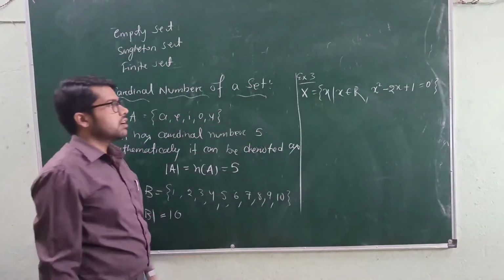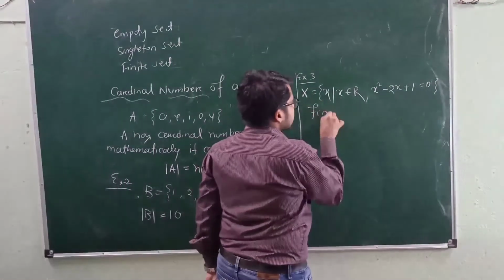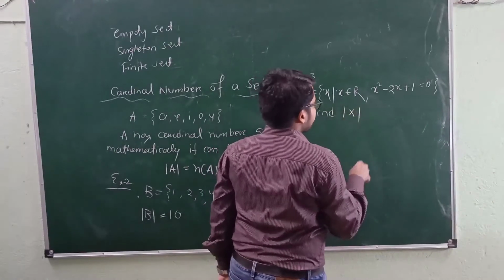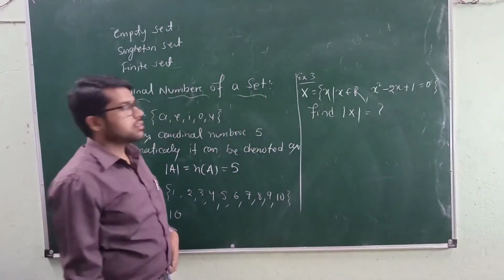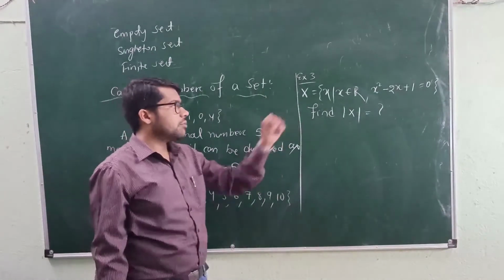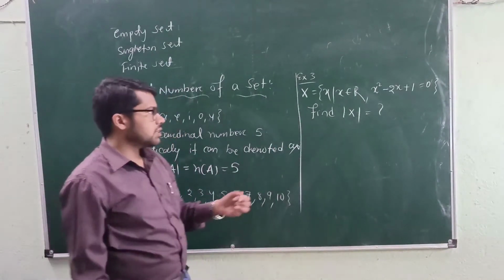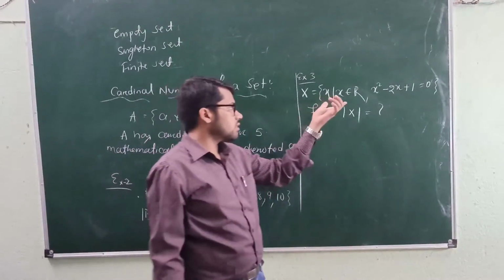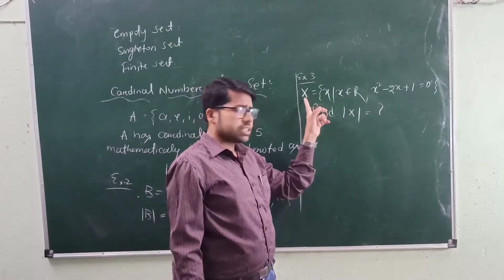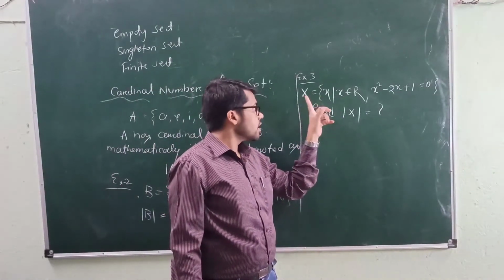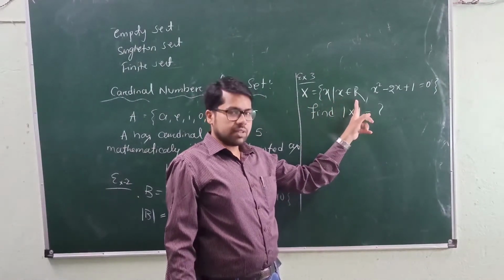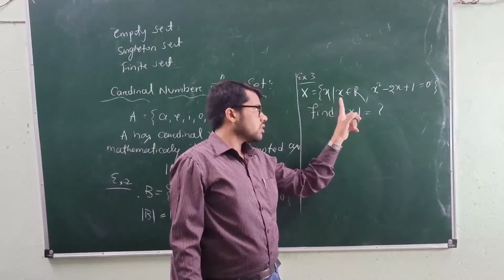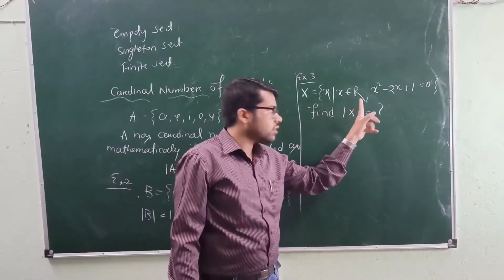Can you find the cardinality of X, or the set X contains how many number of elements? It's quite simple. Don't get confused by seeing this question. The question tells us the given set is X equals {x such that x belongs to R}. That means the set contains those x where x are from the set of real numbers.